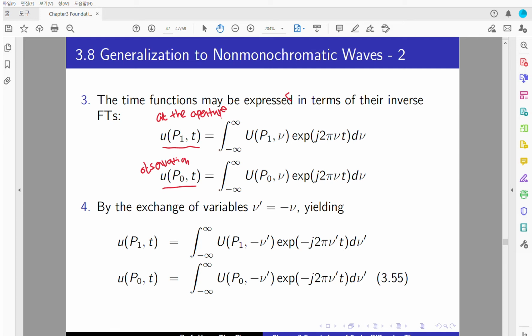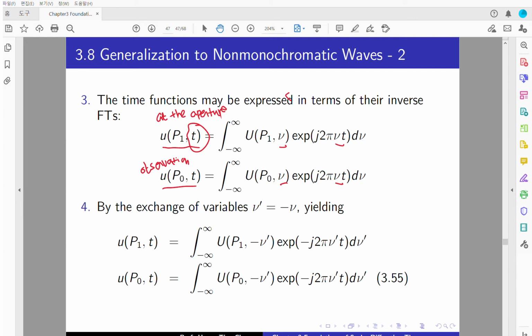Okay, and then in terms of a function of t, we have a Fourier transformation in terms of a frequency. Okay. So for a given function of time, we can decompose it into the frequency components. So by the exchange of variable u prime equal to minus u, we get this integral form, once again, u_p1(t) is given by u_p1(minus u prime) like this.